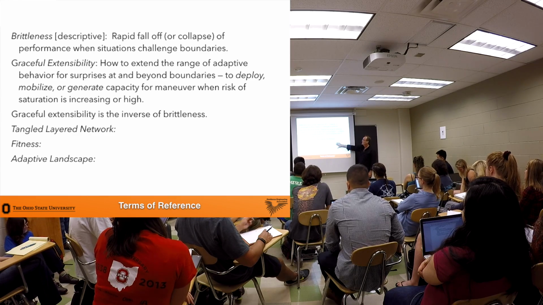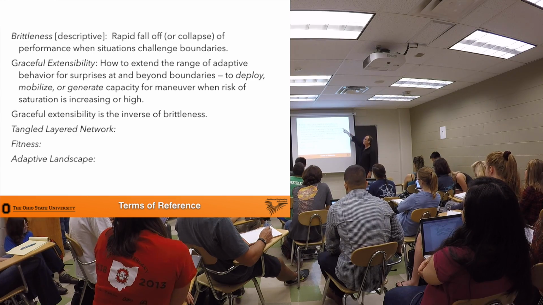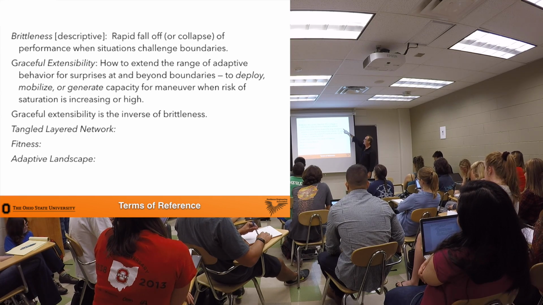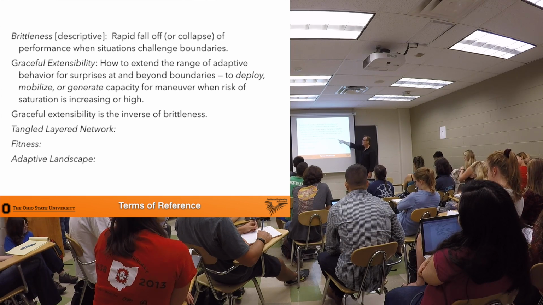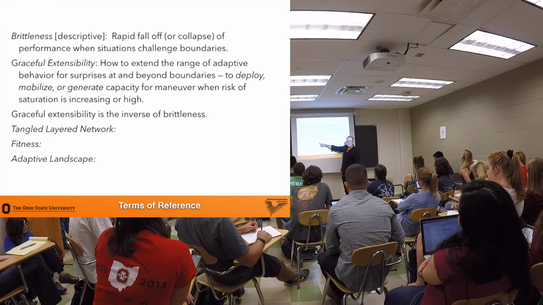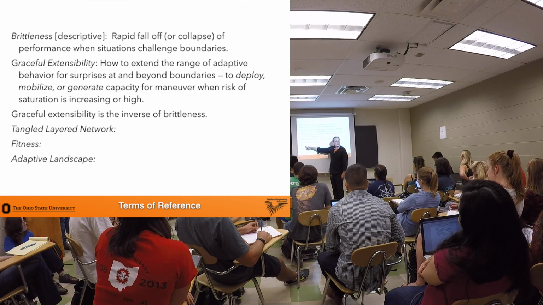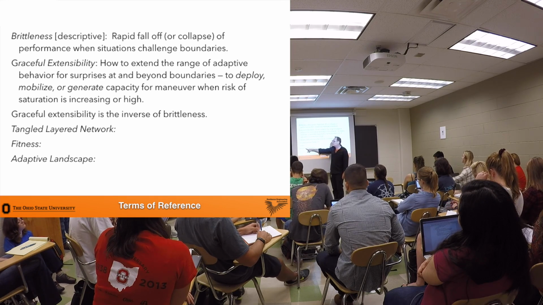And brittleness, we hit that one already, the descriptive version of this, a rapid fall off or collapse of performance when situations challenge boundaries. We've started to indicate what graceful extensibility is. It's the inverse of brittleness. We'll talk more about it. We've introduced tangled layered network. We reminded you we've got to think about what's fitness. And we're going to get to an adaptive landscape, because that's also called a fitness landscape. We're going to understand how this stuff works.